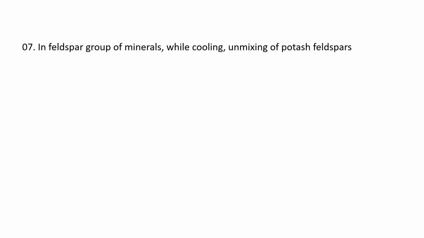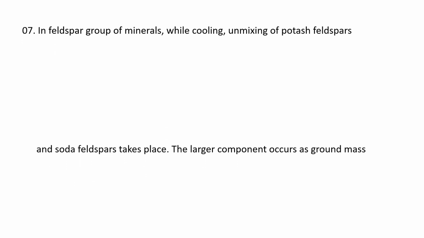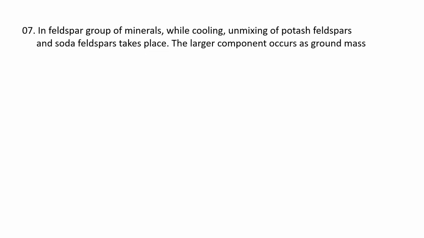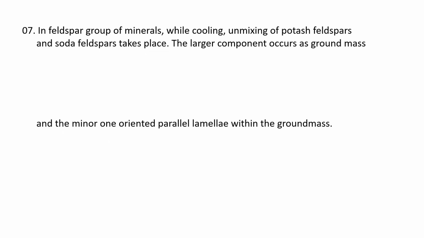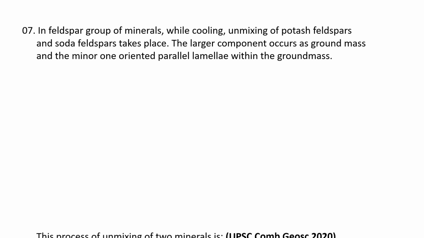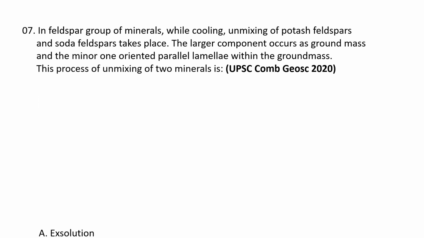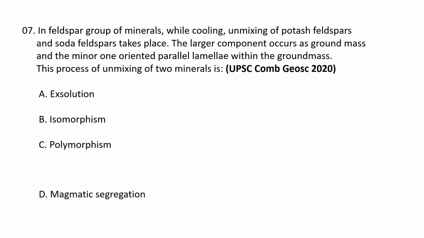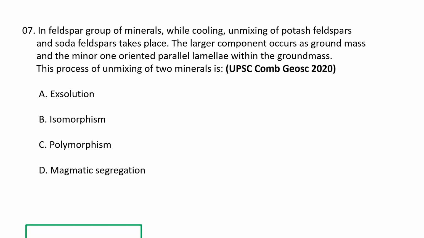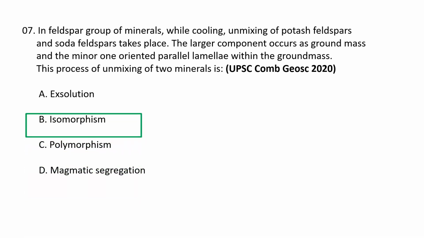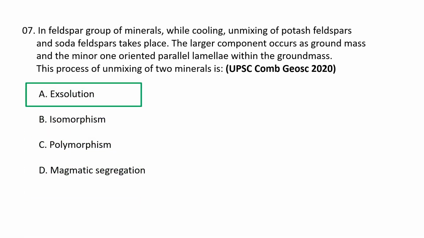In the feldspar group of minerals, while cooling, unmixing of potash feldspars and soda feldspars takes place. The larger component occurs as a ground mass and the minor one is oriented as parallel lamellae within the ground mass. So the process of unmixing of two minerals is: A. Exsolution, B. Isomorphism, C. Polymorphism, and D. Magmatic segregation.